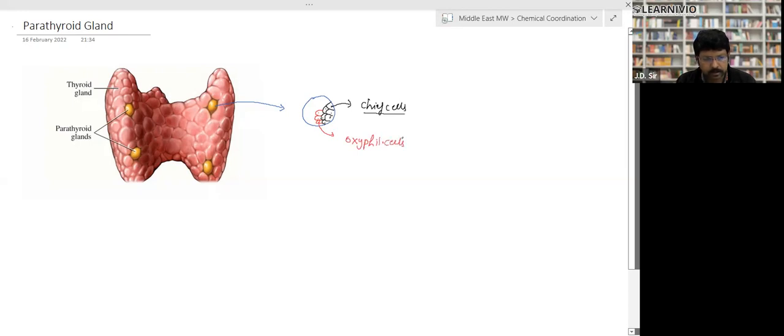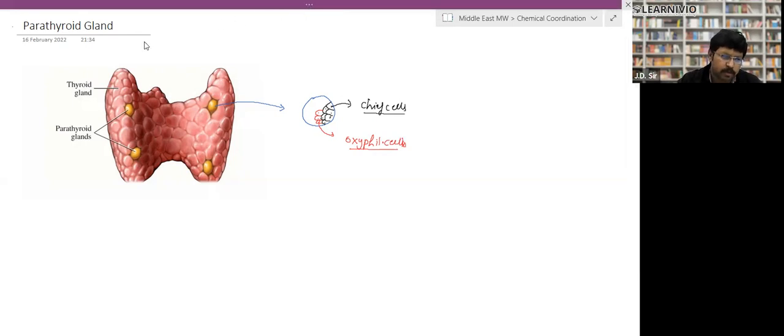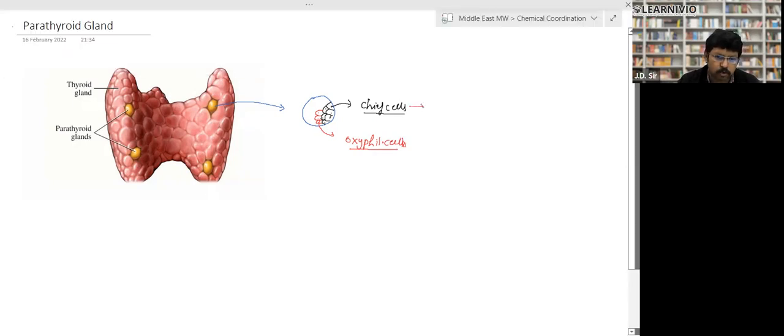Oxyphil cells. So chief cells and oxyphil cells. Chief cells are responsible for the secretion of parathyroid hormone, the parathormone. Parathormone can also be called parathyroid hormone.